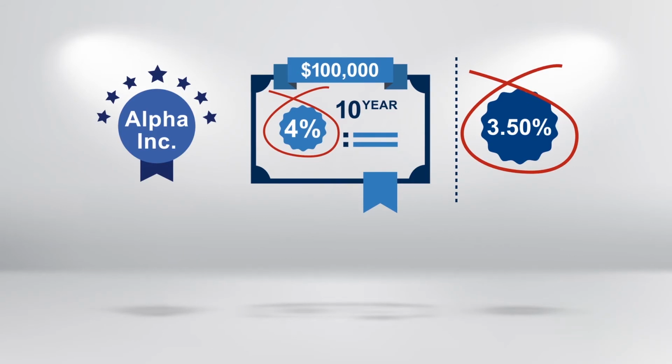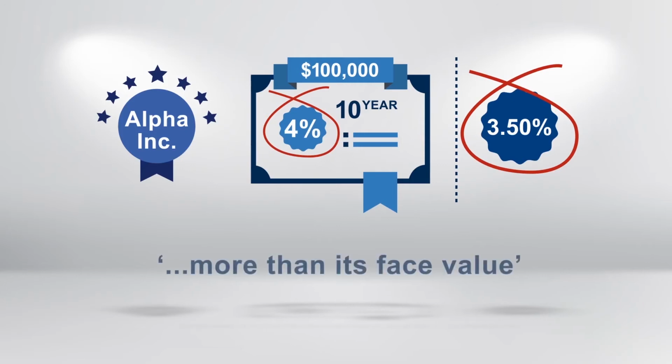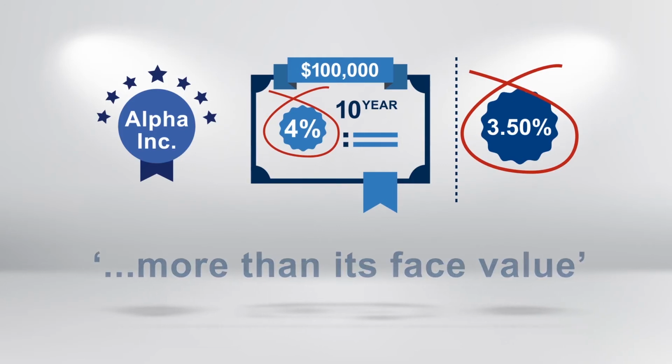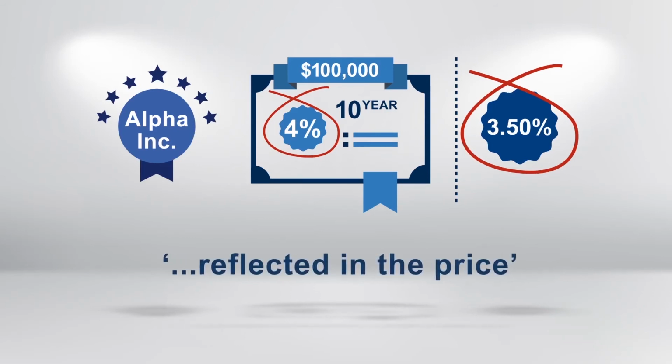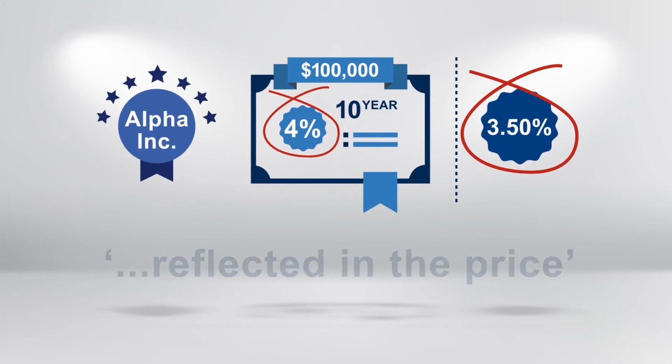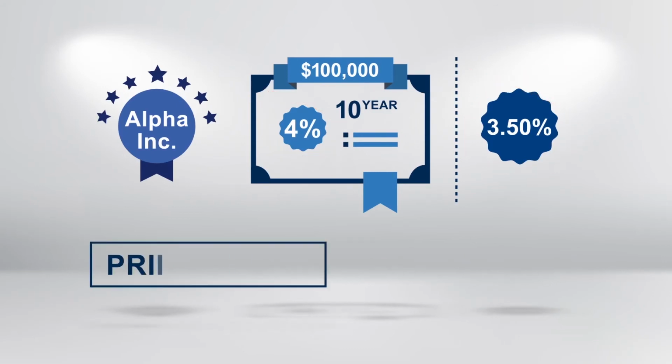An investor holding this bond will be aware of its value and will want to sell it for more than its face value. Buyers of the bond will understand this as well and will expect this value to be reflected in the price. The price of the bond will therefore rise to more than 100%.